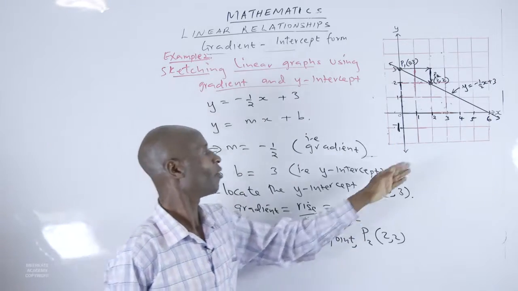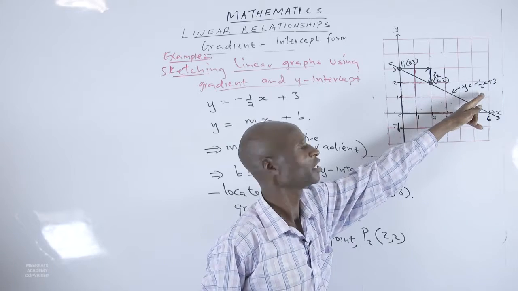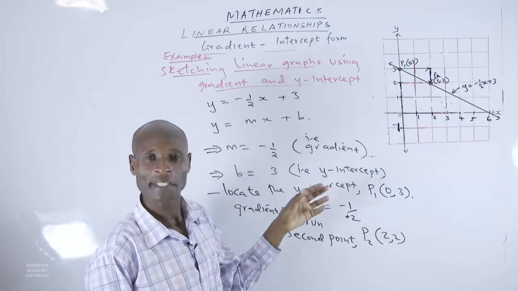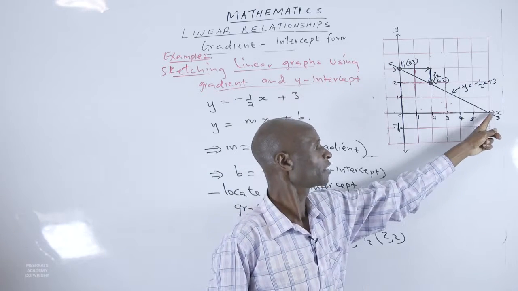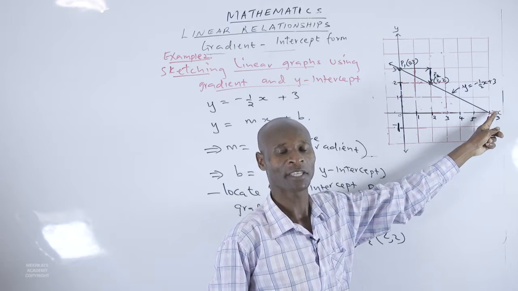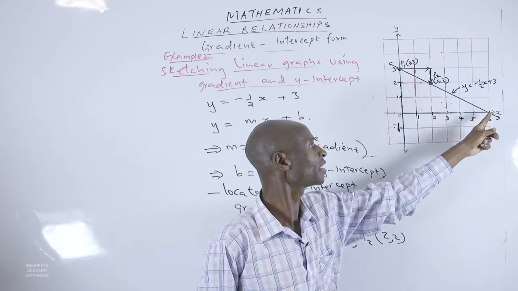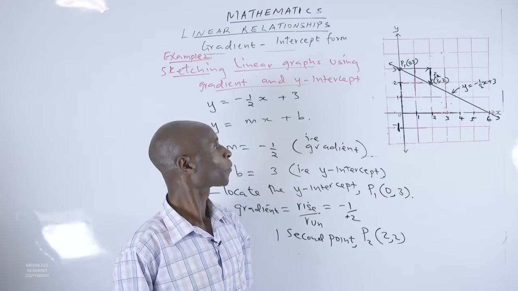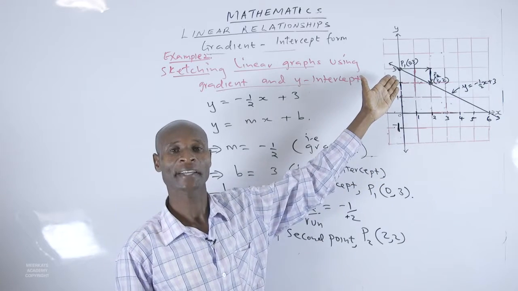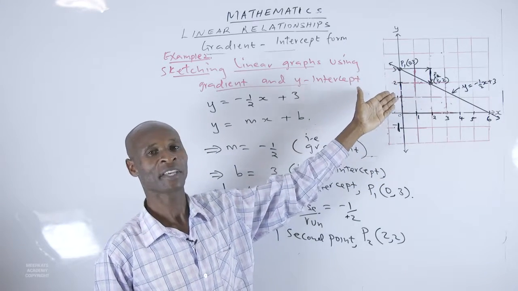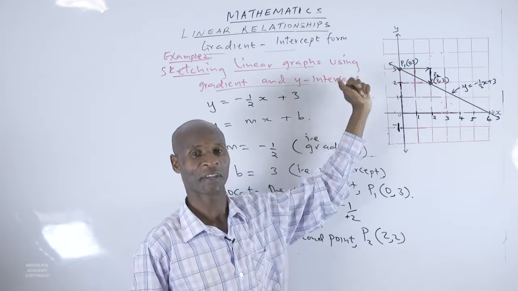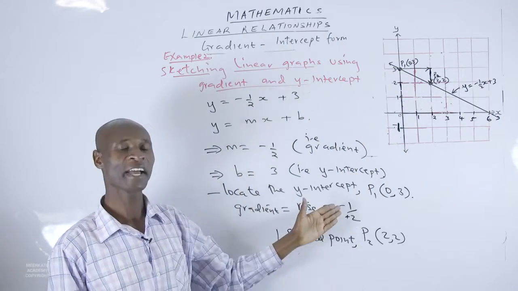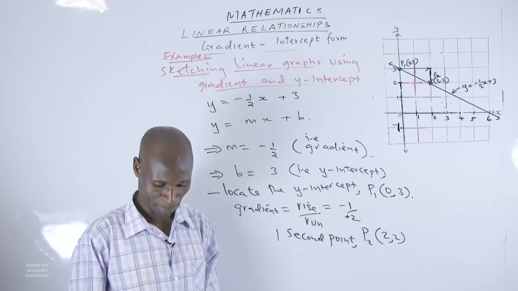We go ahead and define our graph as y is equal to -1/2x plus 3. So you'll notice that our graph is cutting the x-axis at 6. That means the x-intercept is 6 after extrapolation. And our graph cuts the y-axis at 3. That means the y-intercept is 3. And the gradient of our graph is -1/2.